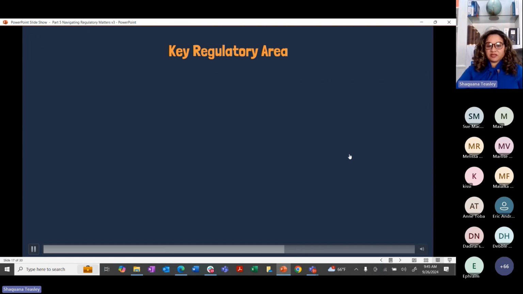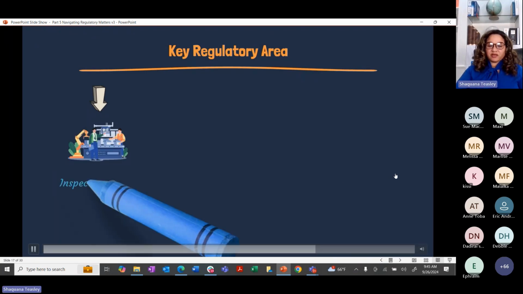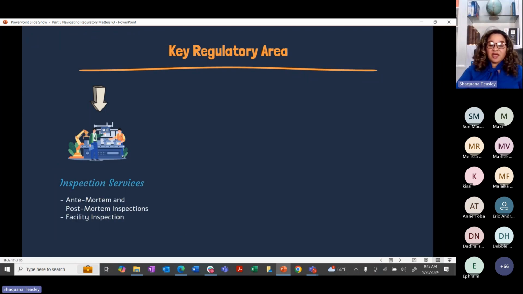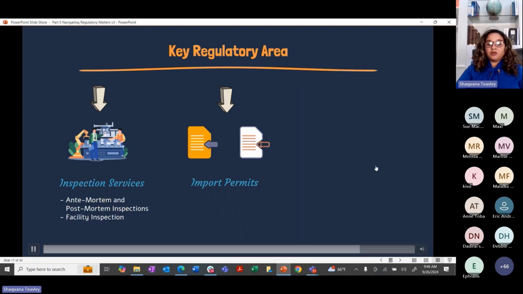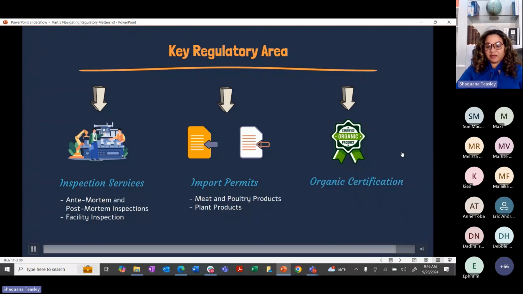Key regulatory areas to keep in mind: your manufacturing process, because you have to ensure that you are prepared for inspection services. And when those facility inspections happen, you make sure that you are in compliance with whatever those regulatory areas are. You have to have your import permits for meat and poultry products and plant products. And lastly, you want to make sure that anything that is organic certified has the proper documentation and meets the requirements and labeling standards.